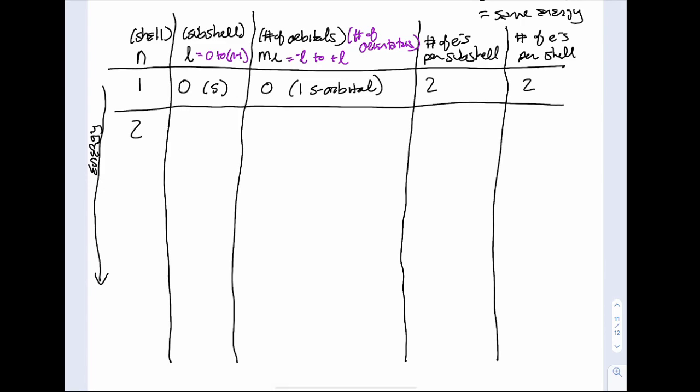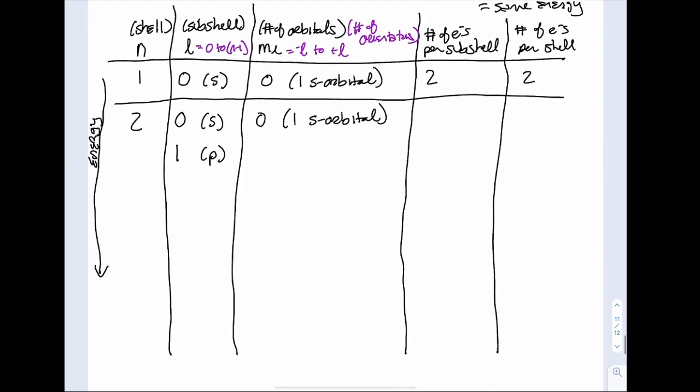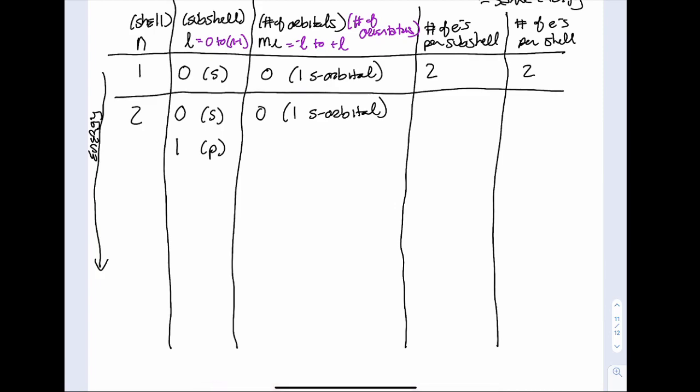My second shell. When I get to my second shell, we now have 2 values for L. So L is equal to 0, and then it's also equal to 1, because 2 minus 1 is 1. So L is 0 and 1. So this is my S, this is my P. When L is 0, M sub L is still 0, so I have 1 s orbital. When L is equal to 1, M sub L is negative 1, 0, positive 1. So we have 3 p orbitals.